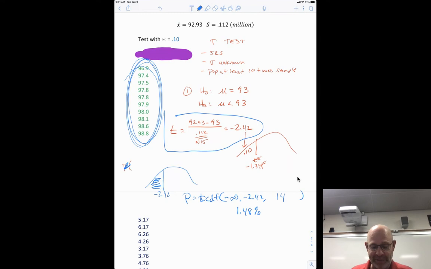So I'm going to do stats. The first thing it asks for is my hypothesis, which is 93. Then it asks for the sample mean, which was 92.93. Then it asks for the sample standard deviation, which is 0.112. Then it asks for the sample size, which is 15. And then it asks for left-tailed, right-tailed, or two-tailed. So we're going to go left-tailed. We're going to hit calculate, and we'll see the same numbers: a test statistic of negative 2.42, and a p-value of 1.48%.